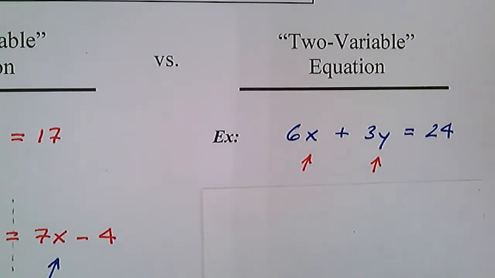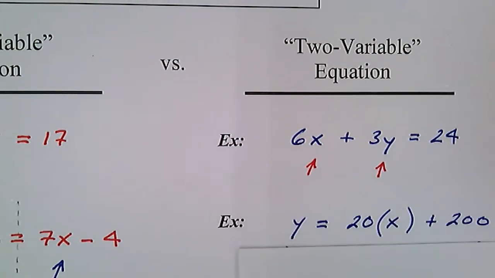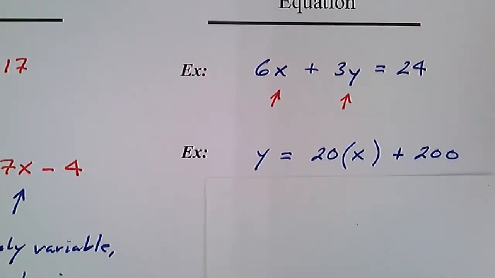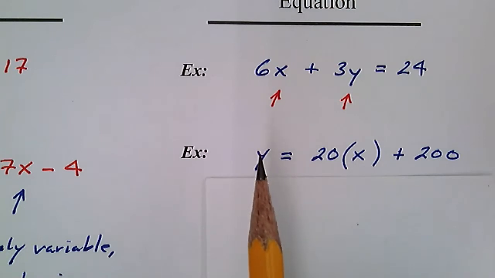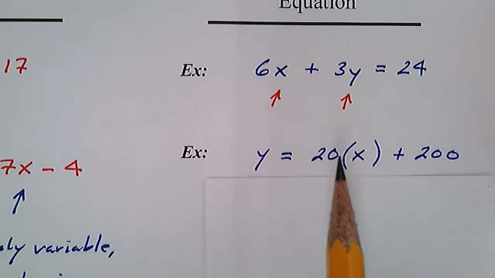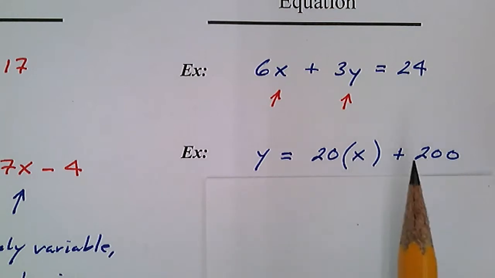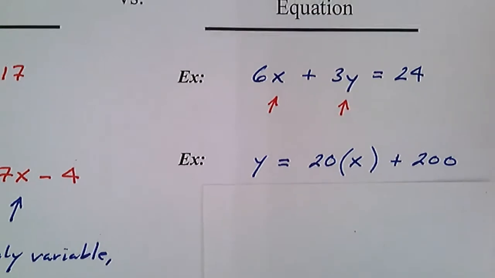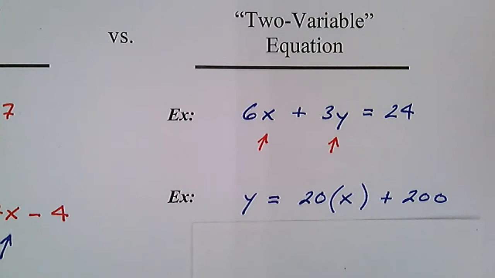And now here's another example right here. This one is a form that you should be familiar with. It's called slope-intercept form. It also has two variables. So we have the y variable here, and we have an x variable. This is 20 times x, and then over here, this is called the y-intercept. We'll get to that in the future as well. We're just looking at two variable equations.